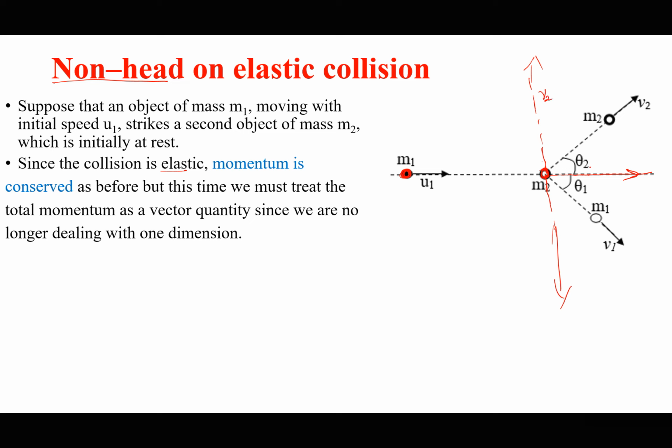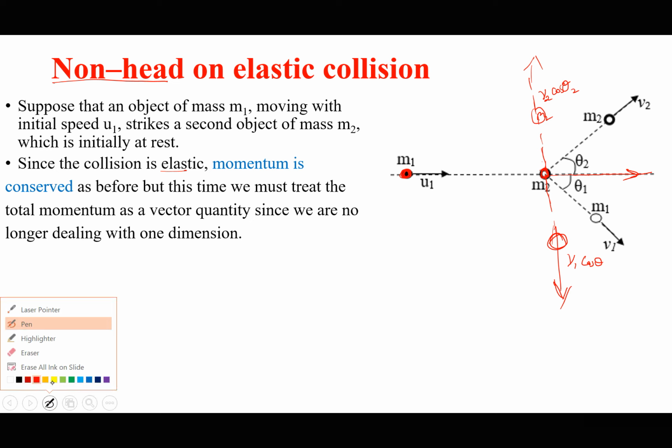When I resolve v2 to the vertical, it is v2 cos theta 2 upwards. So the component of momentum of m2 in the vertical upwards will be m2 v2 cos theta 2. And then for m1, the component in the vertical will be v1 sine, not cos, this is sine, because it is in the vertical.